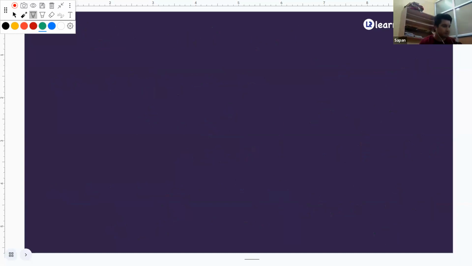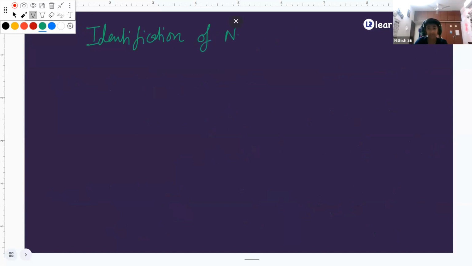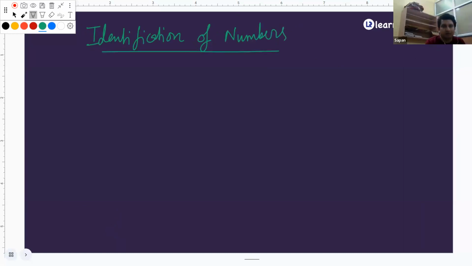The next aim was identification of numbers. So we want to know, just by looking at the number, whether it is rational or irrational. So what about this: square root 12 into square root 2. Is it rational or irrational?